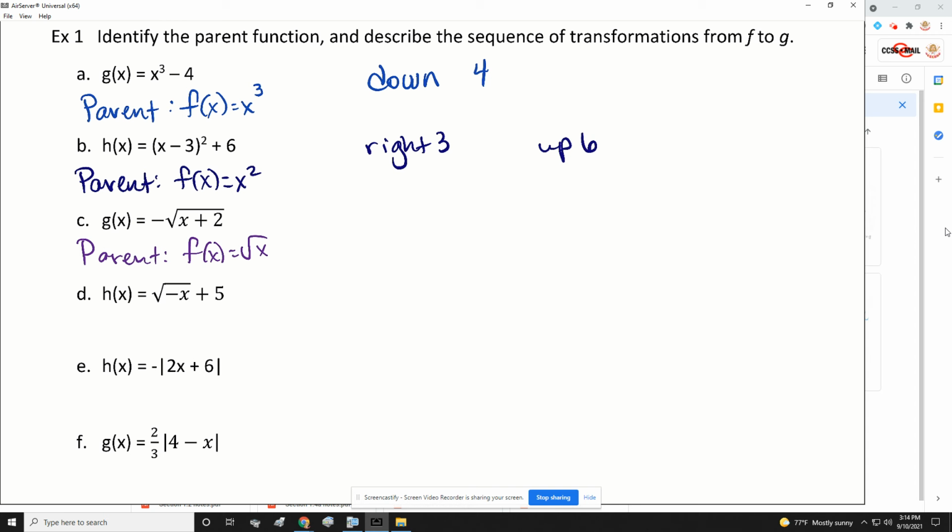For C, the parent function is the square root function. And this one has 3 transformations. The negative on the outside is a reflection on the x-axis. Oh, sorry, there's just 2. And then plus 2 on the inside is going to be left 2.